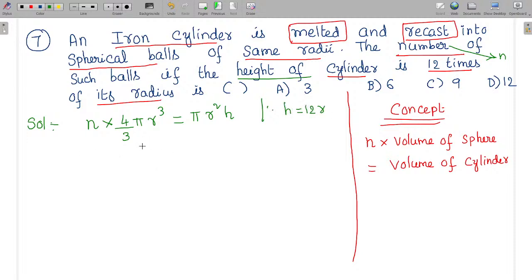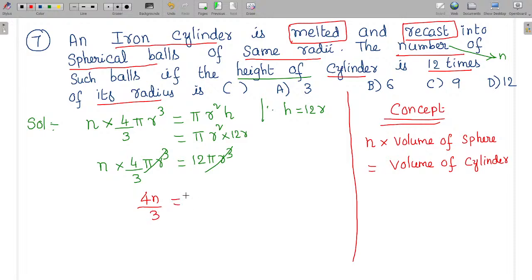So let us substitute here. This is equal to pi r square into 12r. This can be written now: n times 4/3 pi r cube equals 12 pi r cube. This pi r cube gets cancelled. So what do we have here? Very simple, 4n/3 equal to 12. We get a linear equation. We need to solve it.